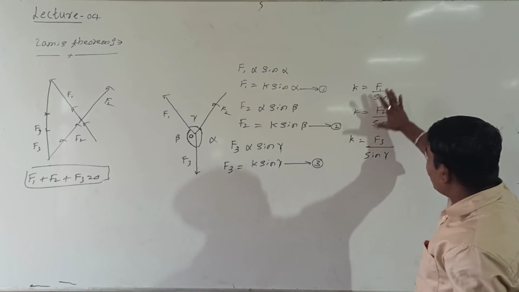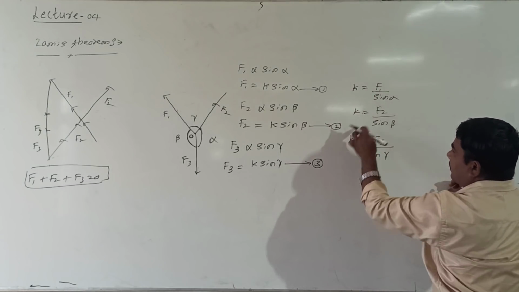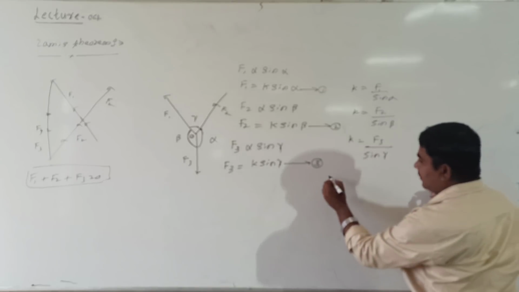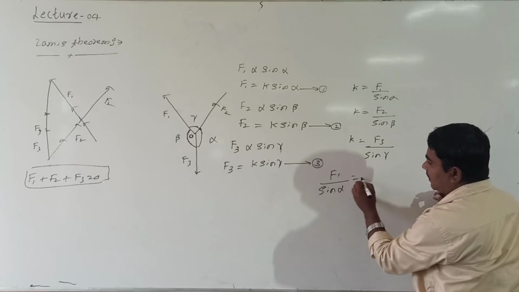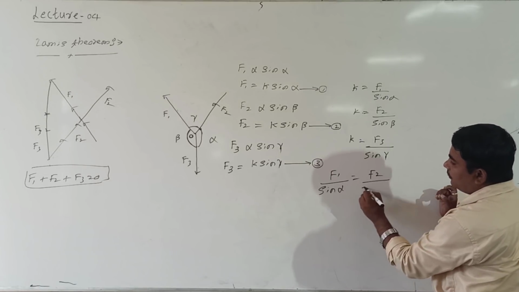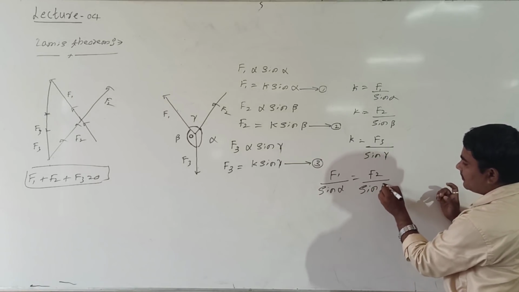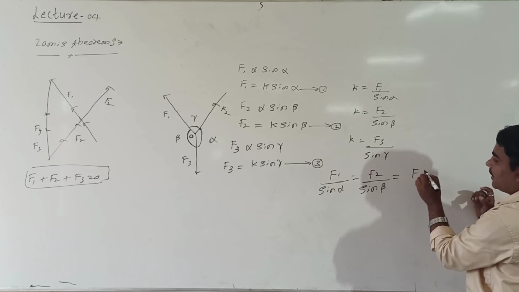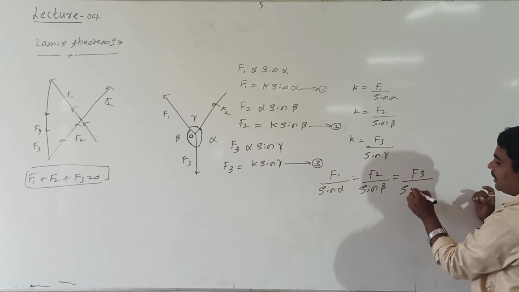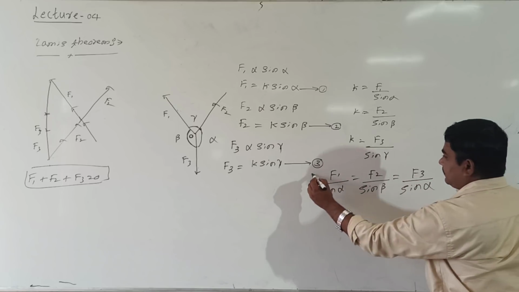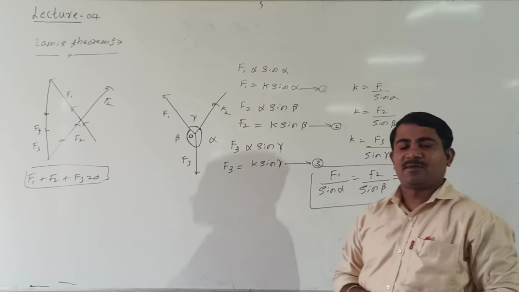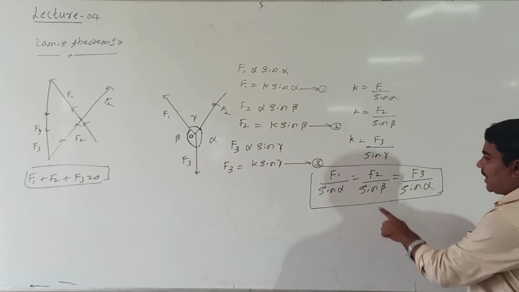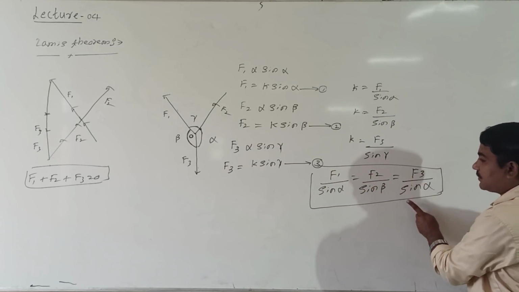Then what can you say? Comparing all these three, what can you write here? f1 divided by sin alpha equal to f2 divided by sin beta, and f2 divided by sin beta equal to f3 divided by sin gamma. This is Lami's theorem: f1 divided by sin alpha equal to f2 divided by sin beta equal to f3 divided by sin gamma.